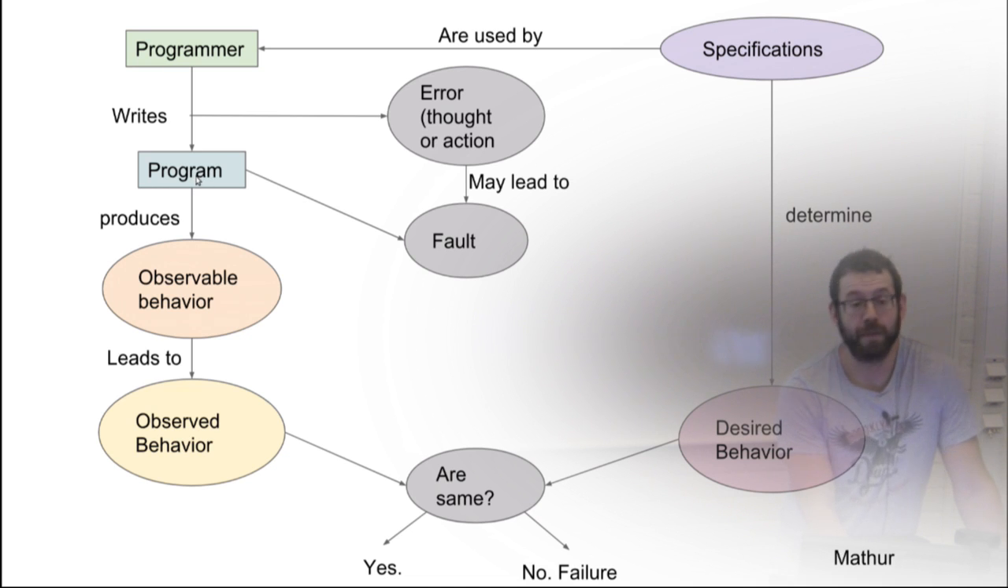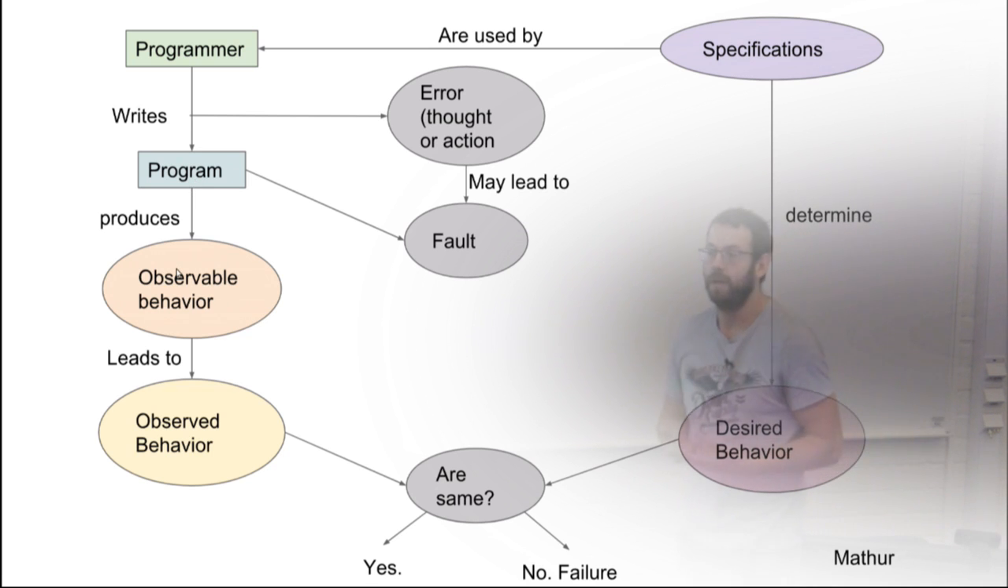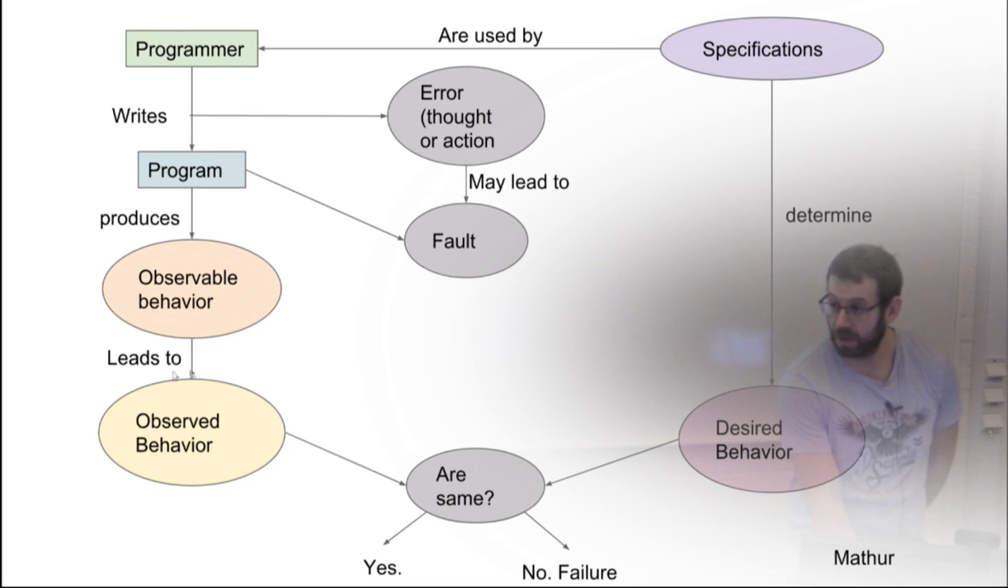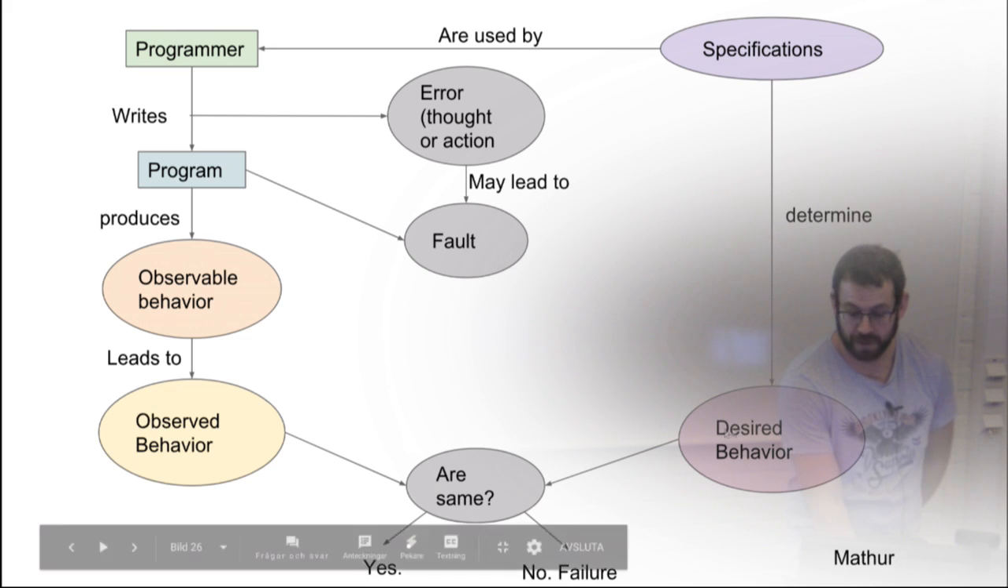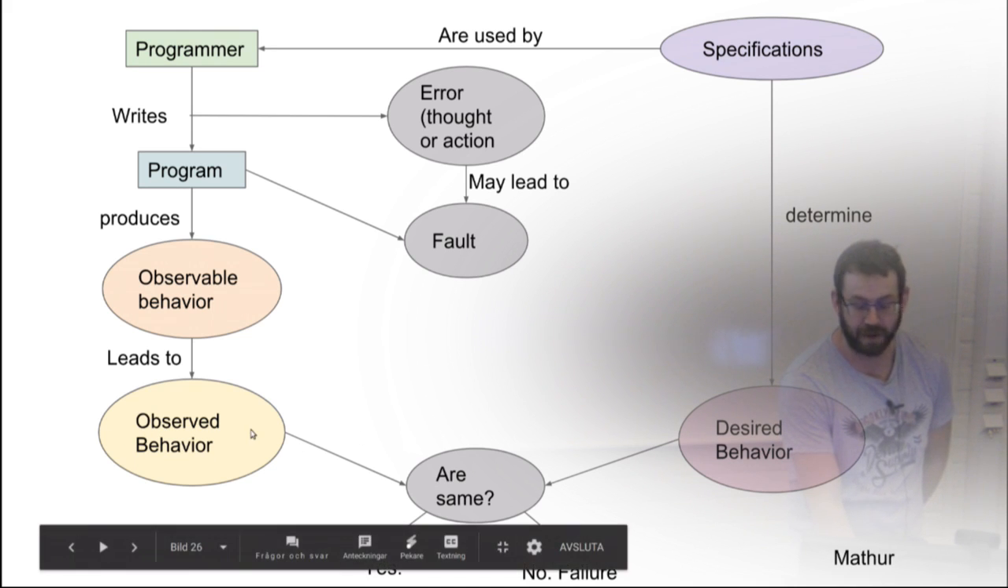The program itself, when we run the program with certain inputs, produces an observable behavior. This observable behavior can lead to an observed behavior if we have someone to observe it. If you don't look at the test result or look at the screen, then you don't observe it, even if it's there, right? And someone, the oracle, is going to make a decision if the desired behavior is the same as the thing observed.